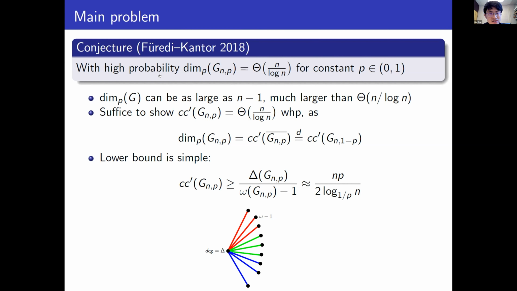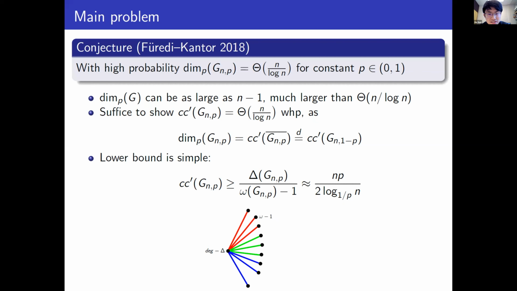To prove this conjecture, it is actually enough for us to prove that the clique covering number of G(n,p) has this order of magnitude. Because by definition, we know that the Prague dimension of G(n,p) is just the clique covering number of the complement graph of G(n,p). And because the complement graph of G(n,p) has the same distribution as the binomial random graph G(n,1-p), if we can show this result for all constant p, then we will be done.